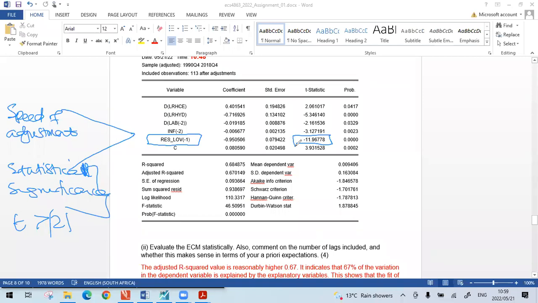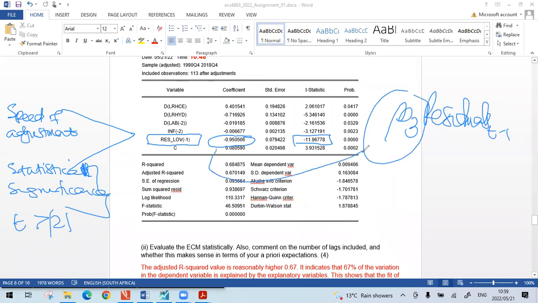Now it will help you check the speed of adjustment. Are we together? This is the beta 3. This is the coefficient. Remember, it was beta 3 residuals, T minus 1. This beta 3 you are seeing here is this coefficient. Yes, it is negative. That's what we want. We said it should always be negative, right? If it's positive, it means it will explode. You will not come back to the steady state path of the variable. Because if it's positive, it means if it's above equilibrium, it will keep on diverging. It will not converge. So it has to be negative, and it's negative, so we are happy.